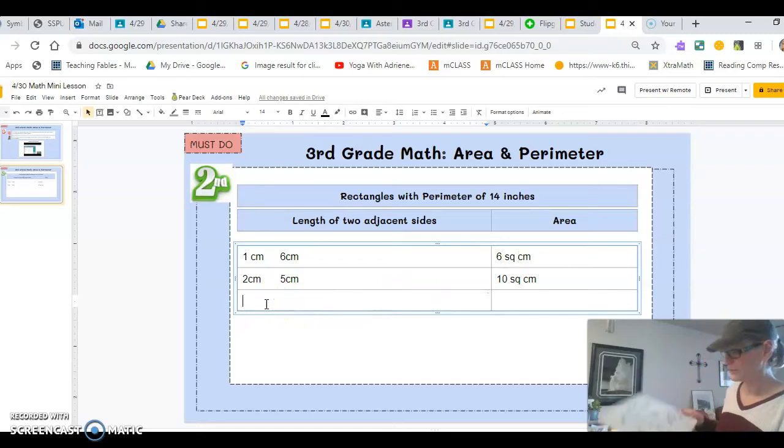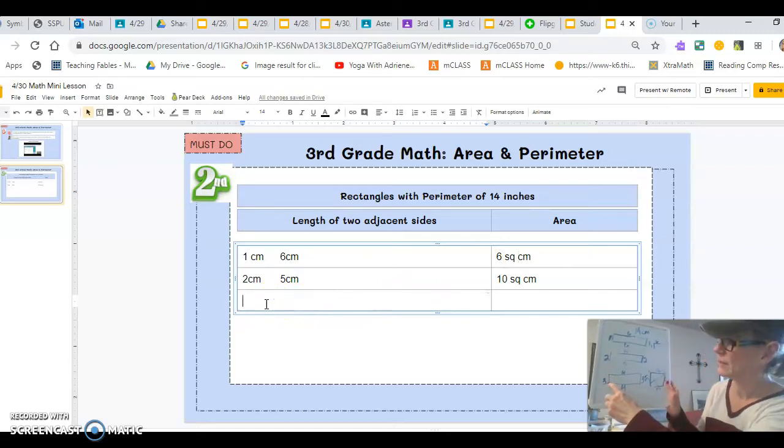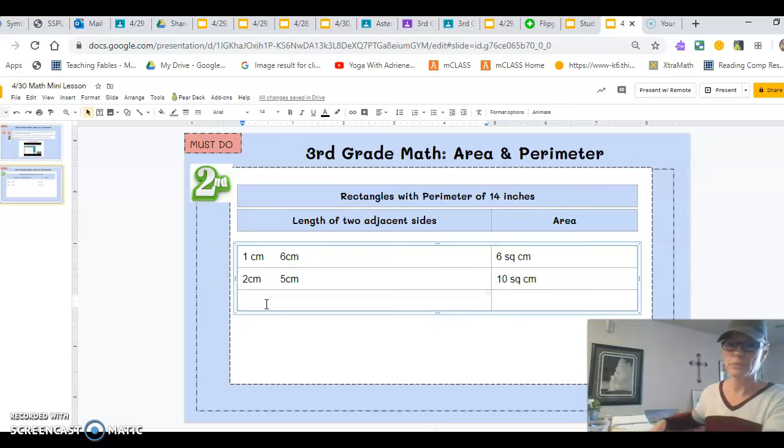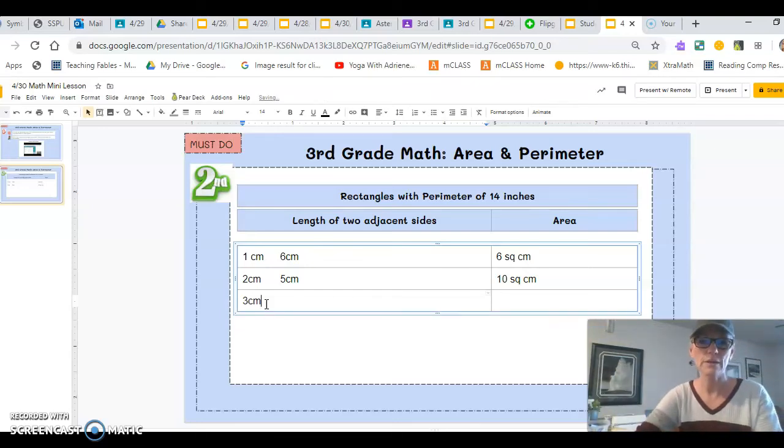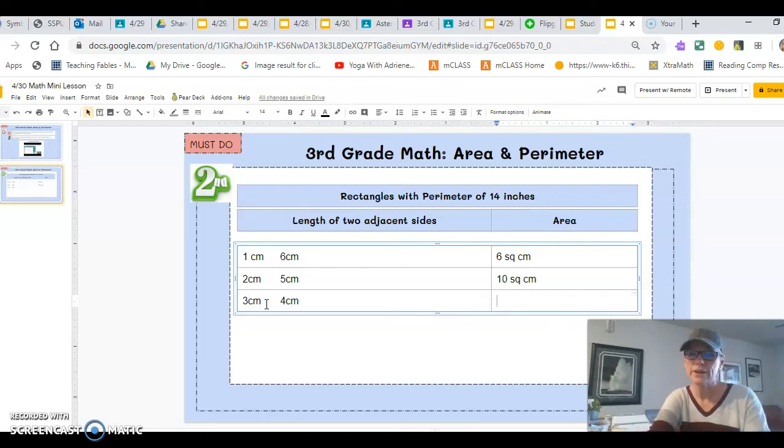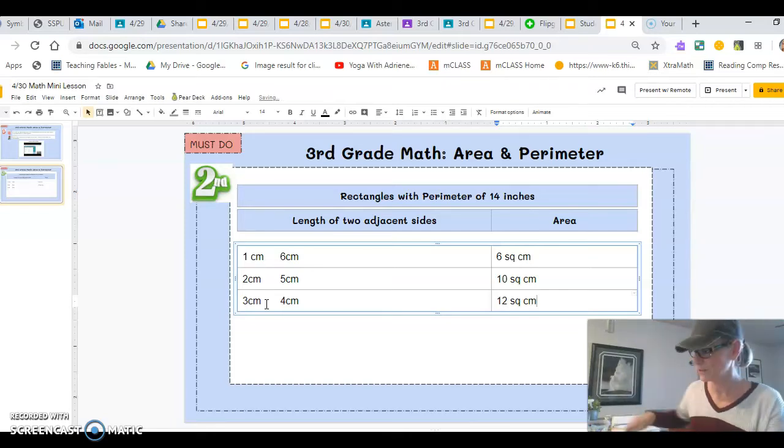Then our last shape that we found, a rectangle, is 3 centimeters and 4 centimeters, the adjacent measurements, 3 centimeters and 4 centimeters. So I hope you're yelling out the area of this. 3 times 4 is, thank you for the help, 12 square centimeters. Great. That's what you're going to do today.